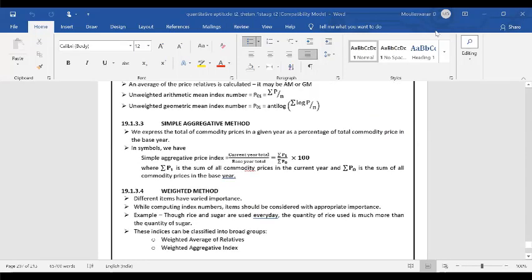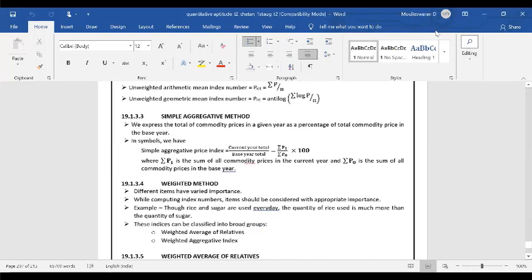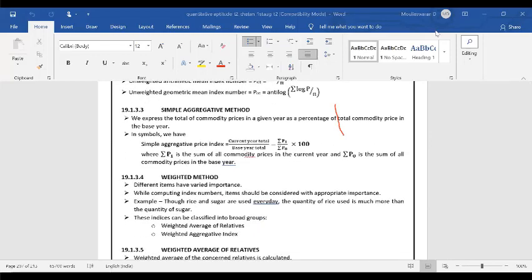See this one, simple aggregate or simple average. They had given some other formulas, but instead of using those, I had given a simple formula. We will take this one: current year total divided by base year total into 100. You remember this, summation P1 by summation P0 into 100. We had done this day before yesterday. Yes, sir, simple aggregate method.